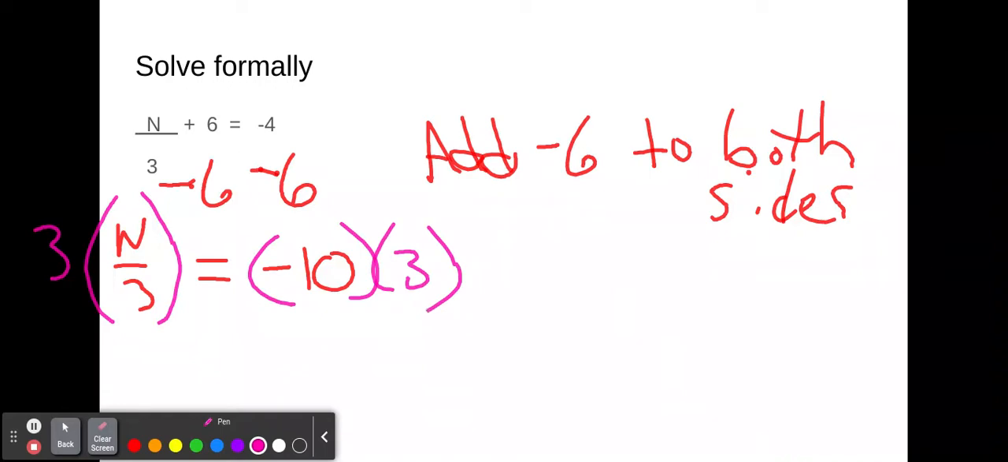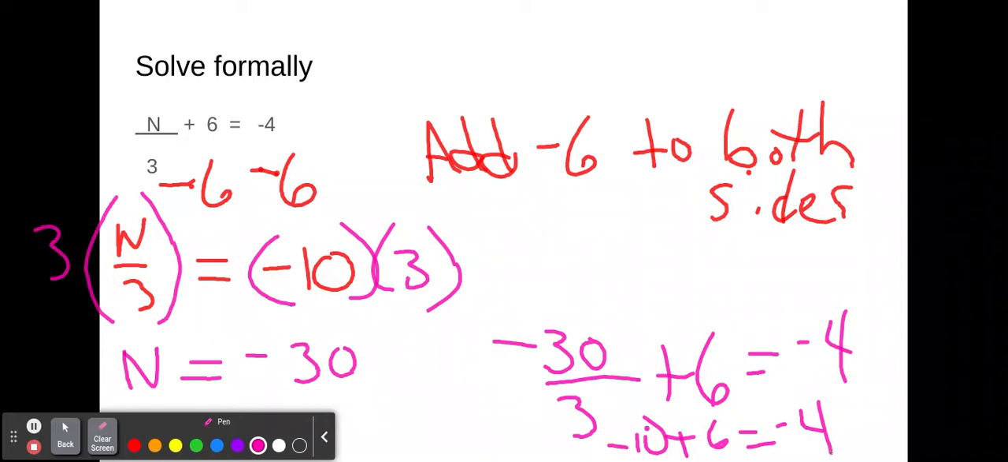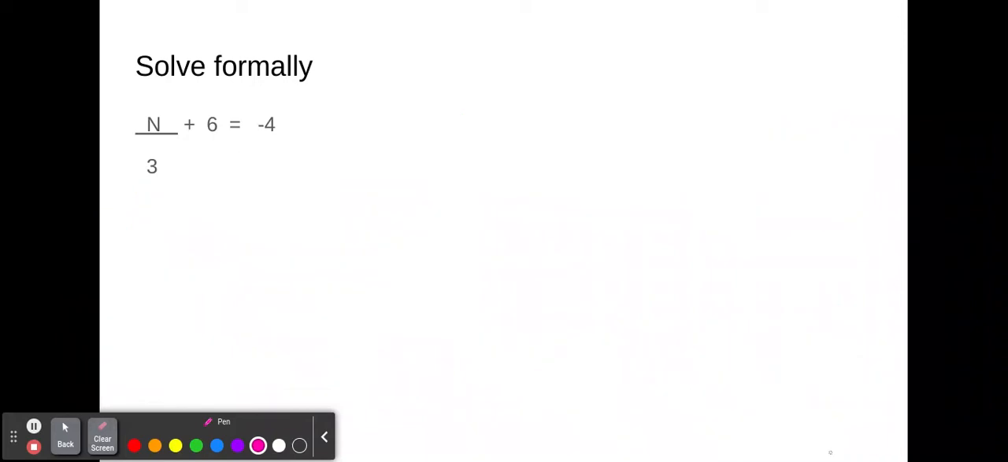Dividing by 3, multiplying by 3 cancel each other out, giving us just the n equals -30. So our check would be that -30 divided by 3 plus 6 gives us a -4. So that's a -10 plus 6 equals -4. So if we go back and think about it in the original one, what would I add to 6 to give us -4? That number would need to be the -10. Okay, let's move on.